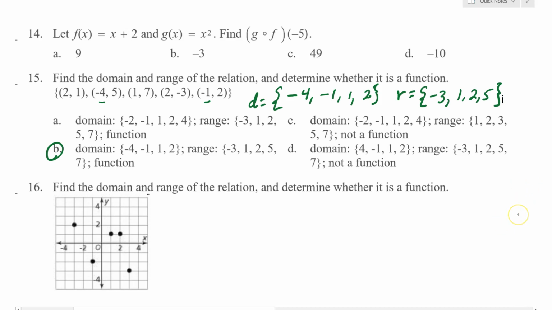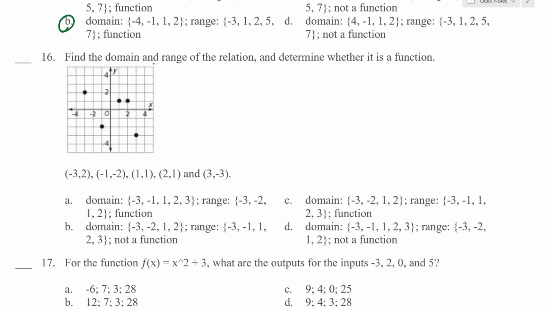Number 15, the domain. Find the domain, the range, and the relation. Determine whether it's a function. The domain is going to be negative 4, negative 1, 1, and 2. The range is negative 3, 1, 2, and 5. So your answer is B. For 16, it says find the domain and the range of the relation, determine whether it's a function.